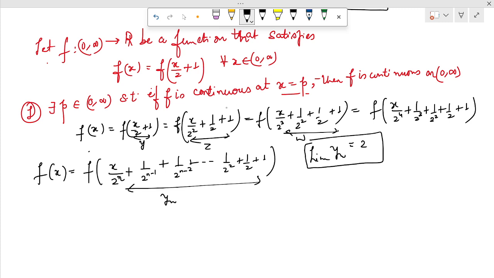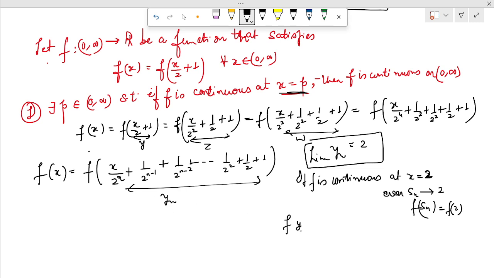Now, if f is continuous at x equal to p, I'm saying that if f is continuous at x equal to 2, then for every sequence Sn which converges towards 2, f of Sn must be equal to what? f of 2. Now there is a sequence yn which converges towards 2. So if f is continuous at 2, then f of yn must be equal to f of 2.